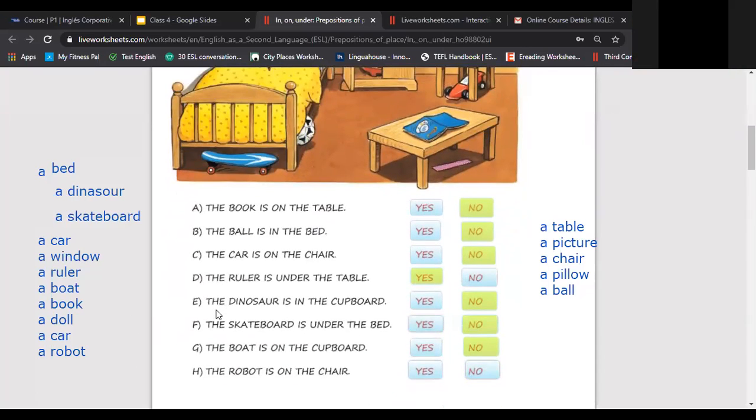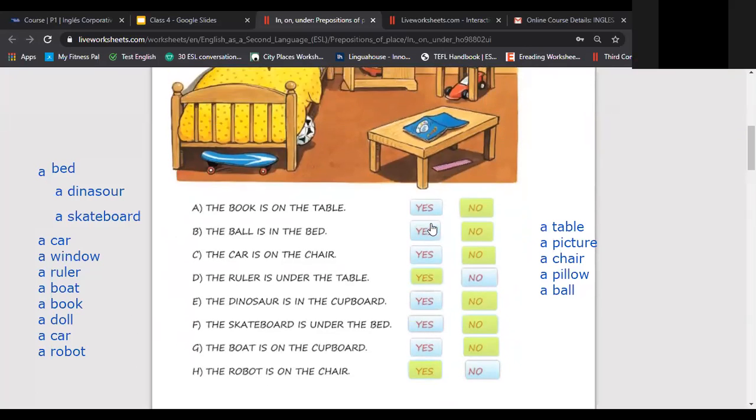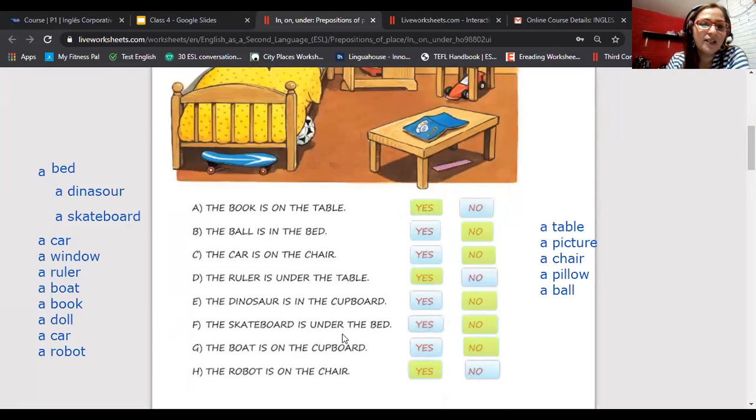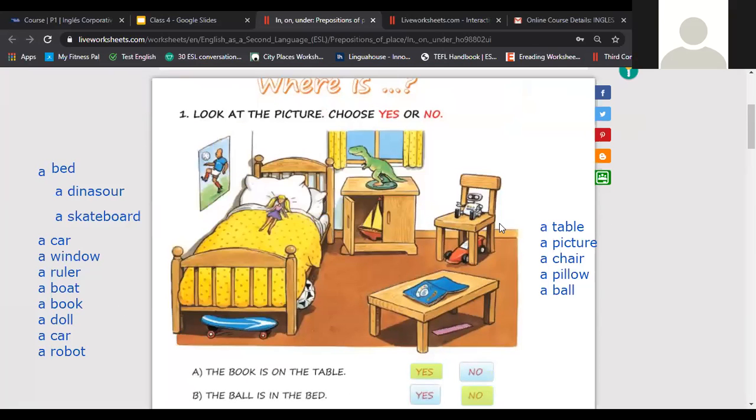Teacher, I have a question. Yes. What is your question? The letter A is or yes? The book is on the table. I'm sorry, yes. You're right. Okay. Easy, right? Yes or no? Yes.